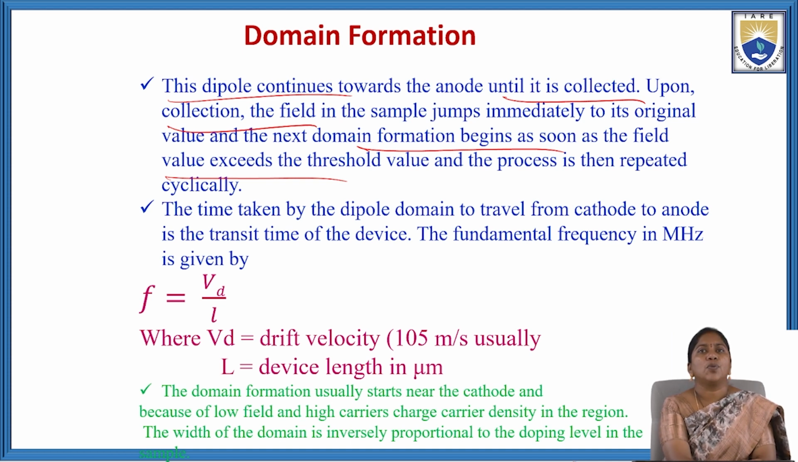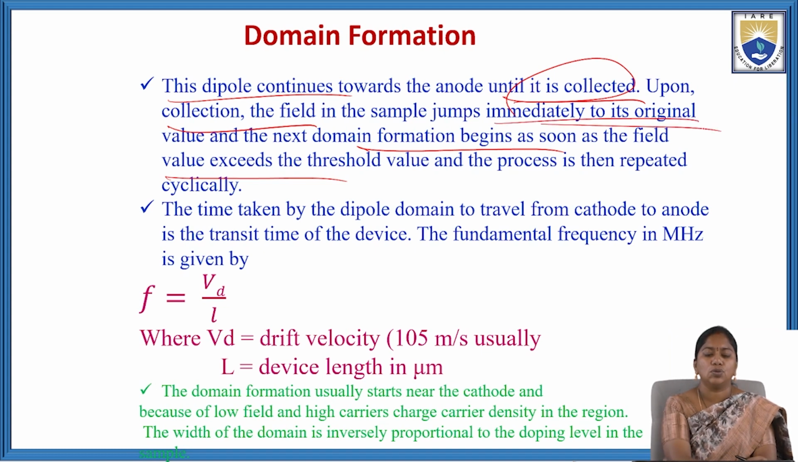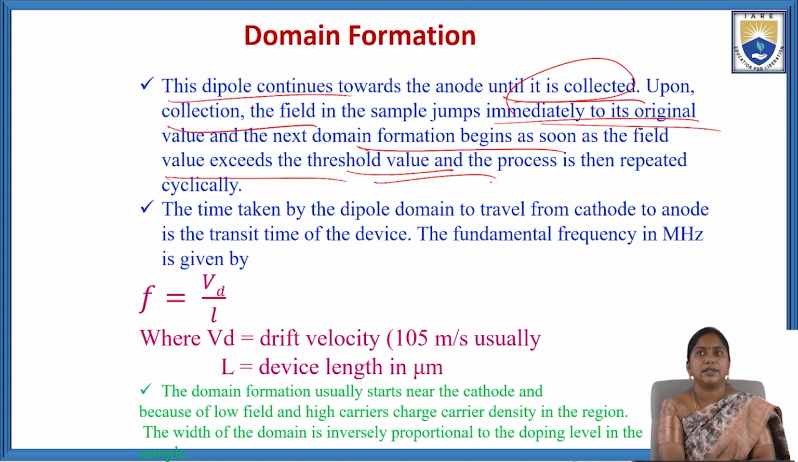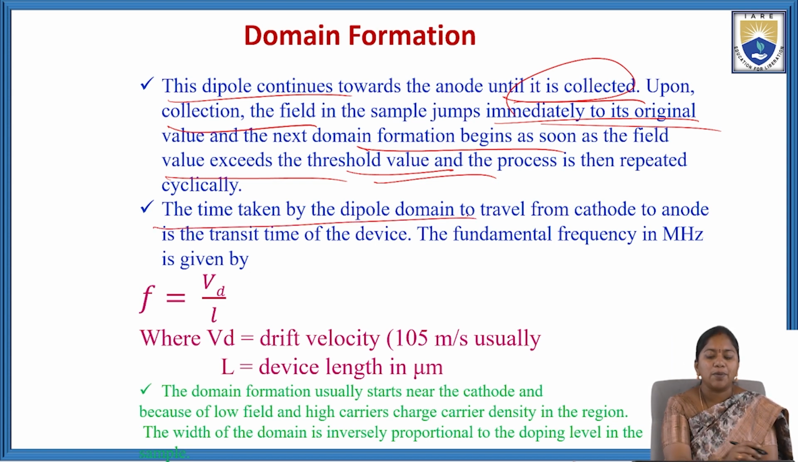So this dipole continues towards the anode until it is collected. Upon the collection, the field in the sample jumps immediately to its original value and the next domain formation takes place as soon as the field exceeds the threshold value, and the process is then repeated cyclically. So the time taken by the dipole domain to travel from cathode to anode.